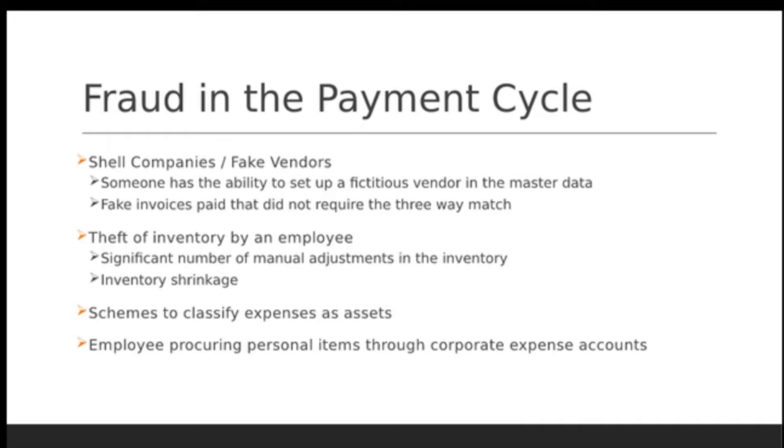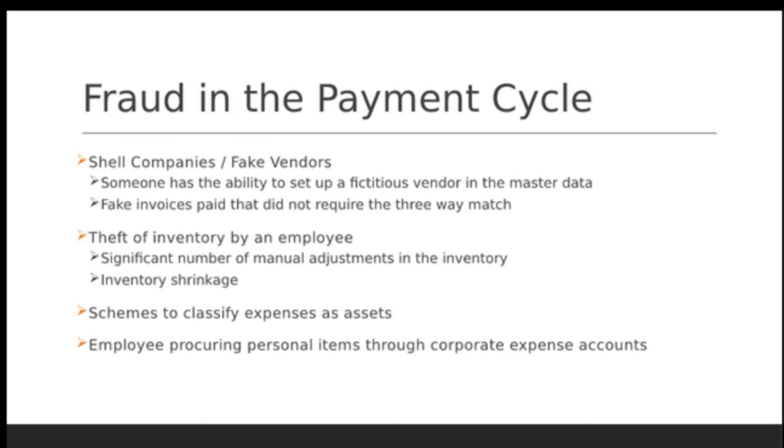Remember, there's no goods that are received on a service invoice. So you get an invoice, someone approves it, puts it into the system, and it gets paid. If someone's really conniving, they can tell someone to set up that vendor, approve that invoice, and they've essentially approved an invoice to pay themselves.